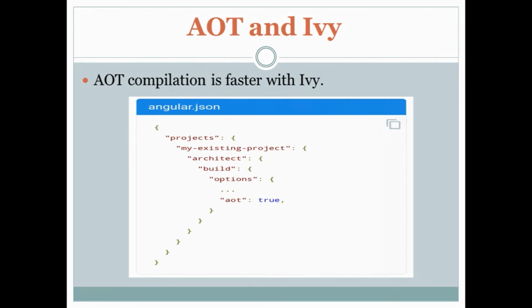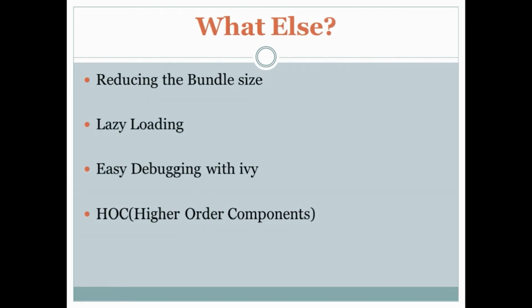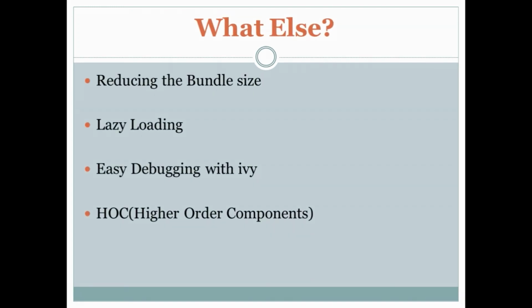So, what else? There are many benefits or features of Angular 9. Some of them are: when we combine locality and tree shaking, we end up with a reduced bundle size. That will give faster rebuild times.